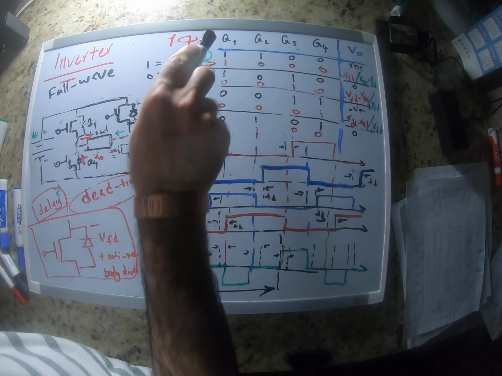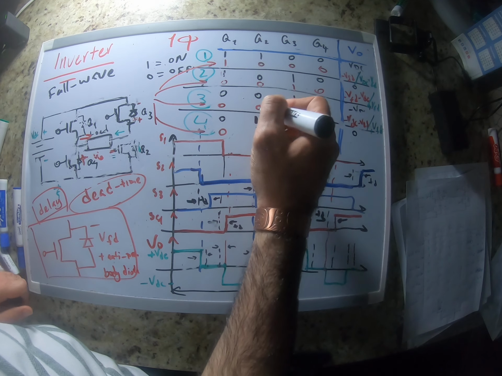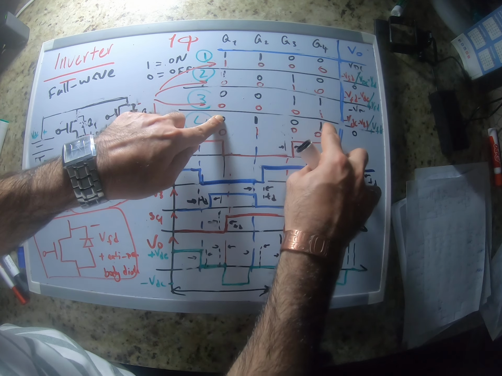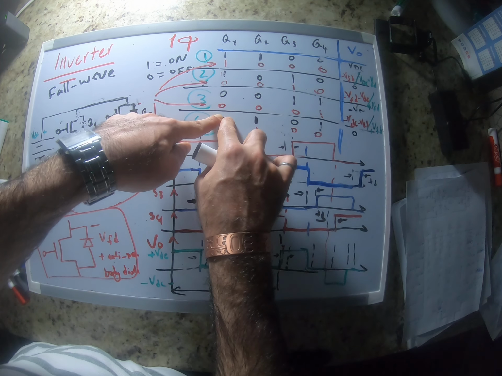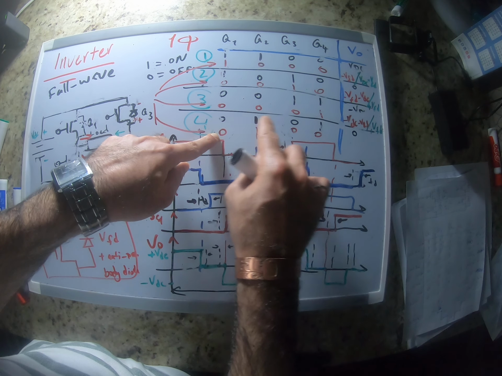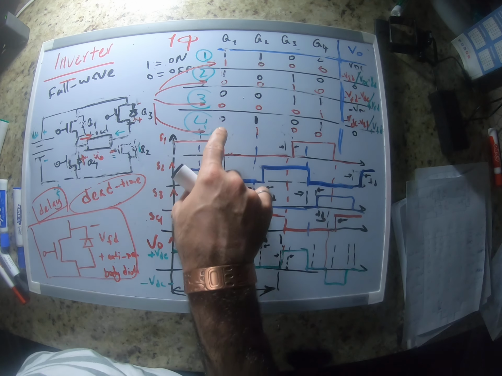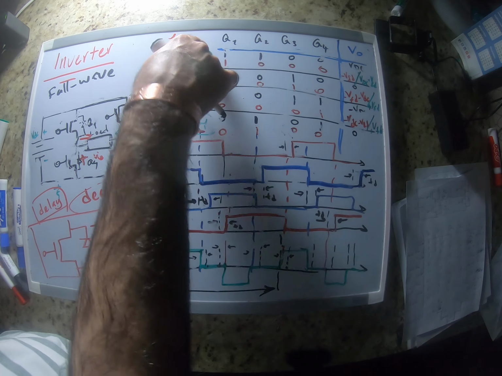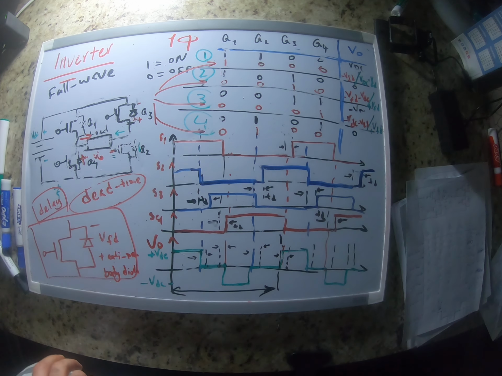So from state 4 to state 1, we want to keep switch 2 on, but we want to turn 1 off and 4 on. So again, before turning 1 on, we keep it as off, right? We turn 4 off, right? Then we're gonna turn 1 on. So this is the middle state that we have here between 4 and 1. So this is the dead time that we're gonna have here.